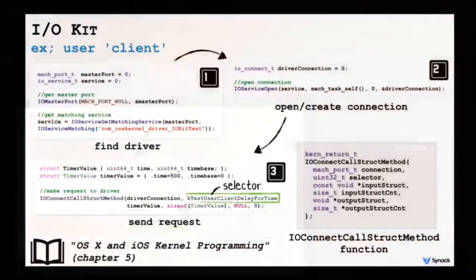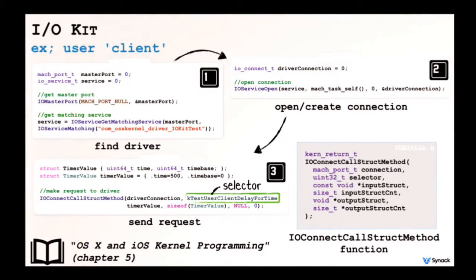So here's the example, some user mode code of how to actually do this. There's basically 3 steps. Step 1 is you find the driver you want to connect to, and you do this by the driver's name. You then connect to it to create this connection object. And then finally, you invoke the method.